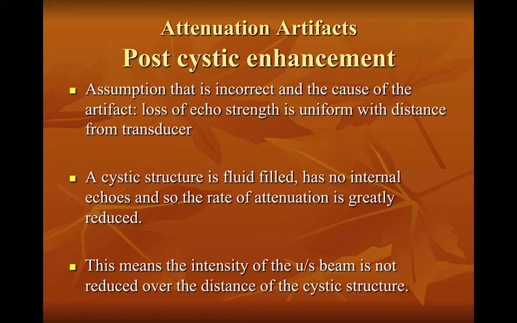The next artifact in the Attenuation Artifacts group is called post-cystic enhancement. And here the assumption that's incorrect with the machine and the cause of the artifact is that loss of echo strength is uniform with distance from the transducer. That's not always true. Now, it's probably easiest to describe this using an image, which I'll do in a second. But a cystic fluid-filled structure with no internal echoes doesn't use up the strength of the ultrasound beam as much as a solid structure. So the intensity of an ultrasound beam isn't reduced as it travels through a cystic structure.